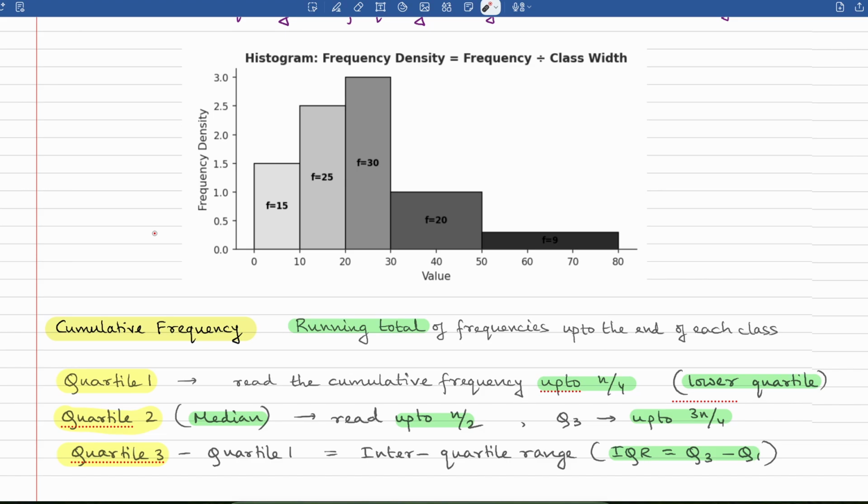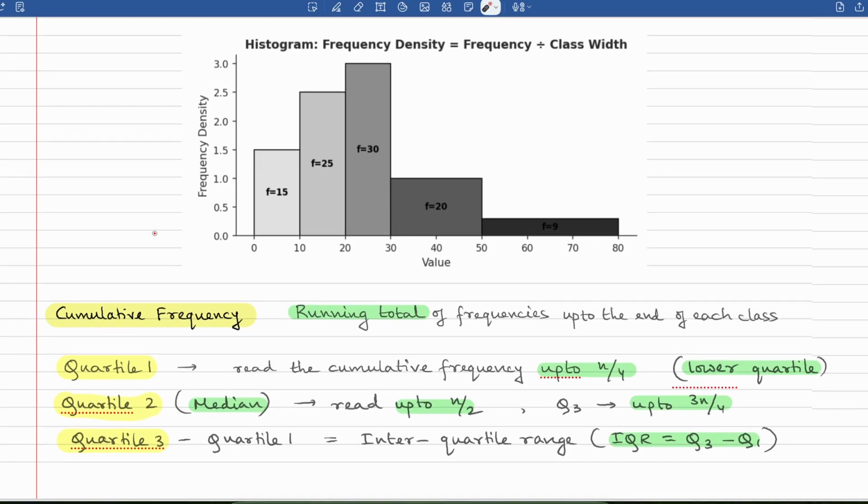Now quartile 3 minus quartile 1 is known as the interquartile range or IQR. This represents the spread of the data. So if the IQR is narrow, that means the data is centered around the median, and if it is wide, that means it is spread out evenly. You generally won't get complicated problems from this.